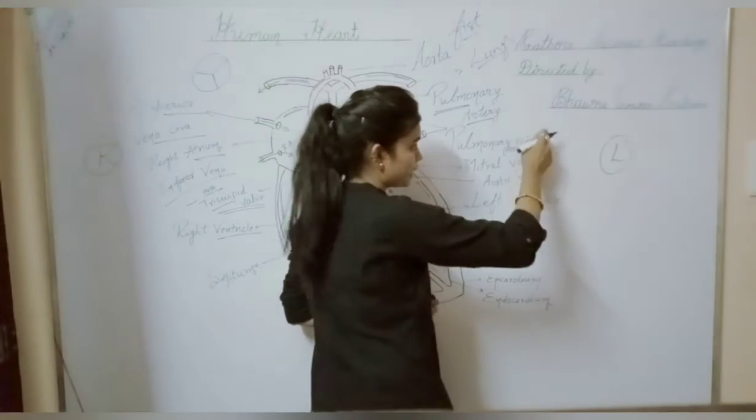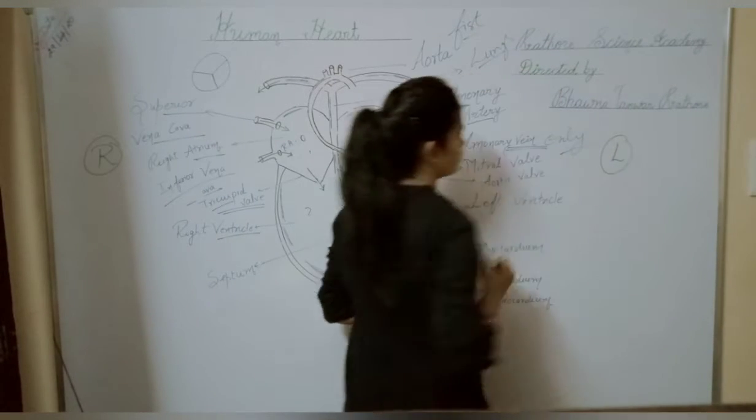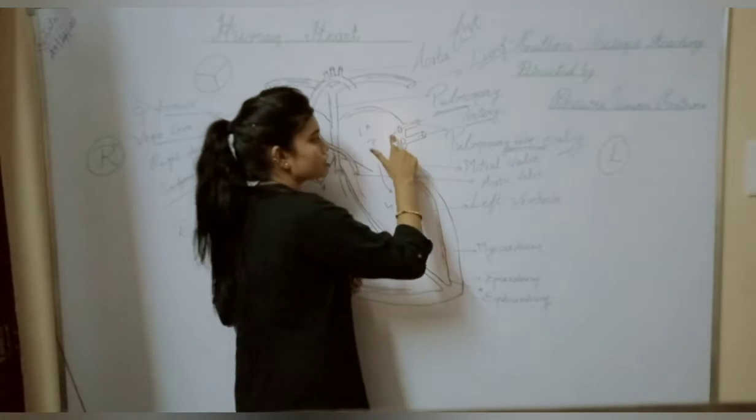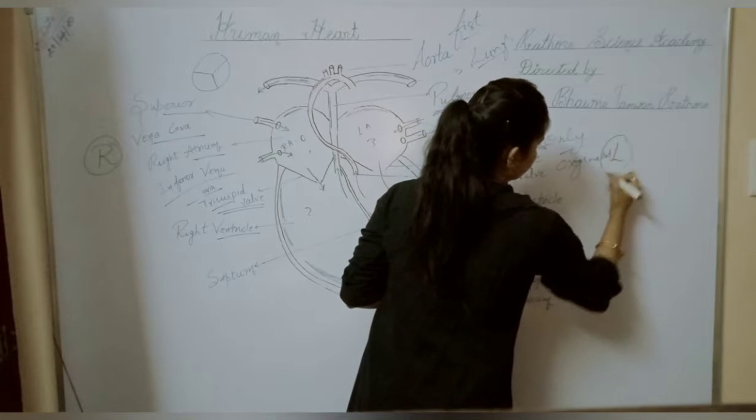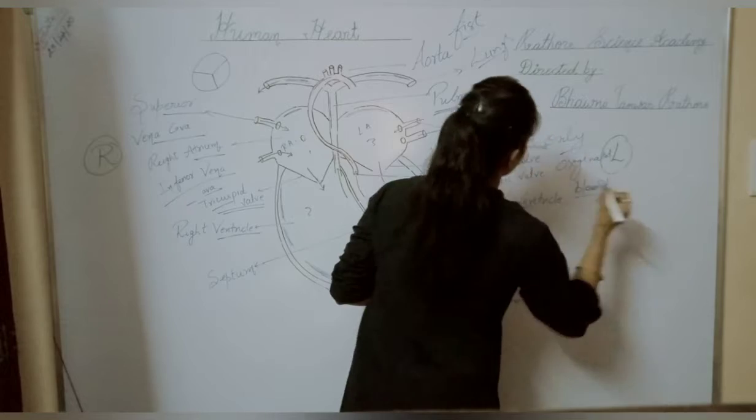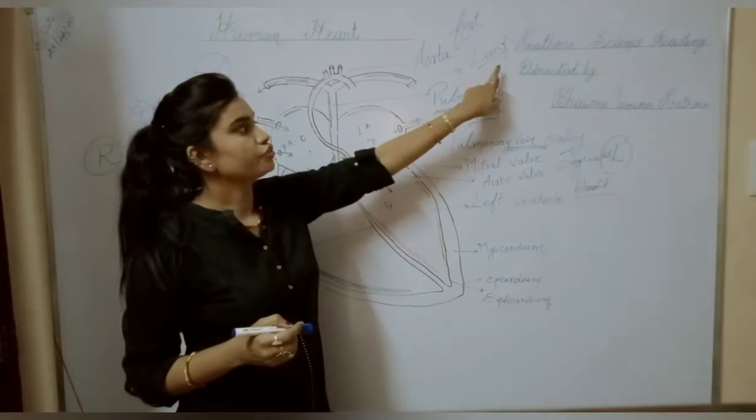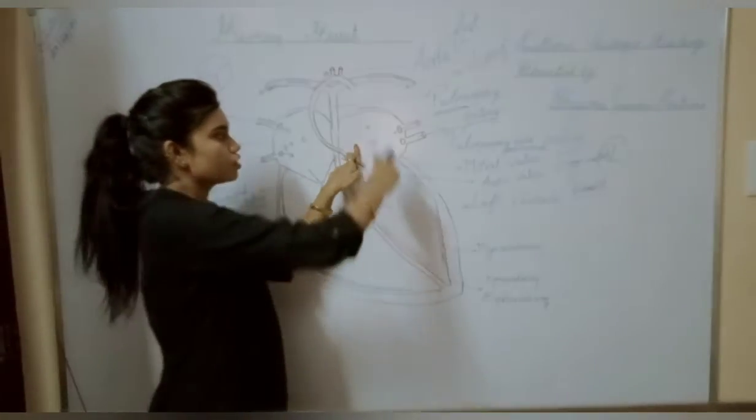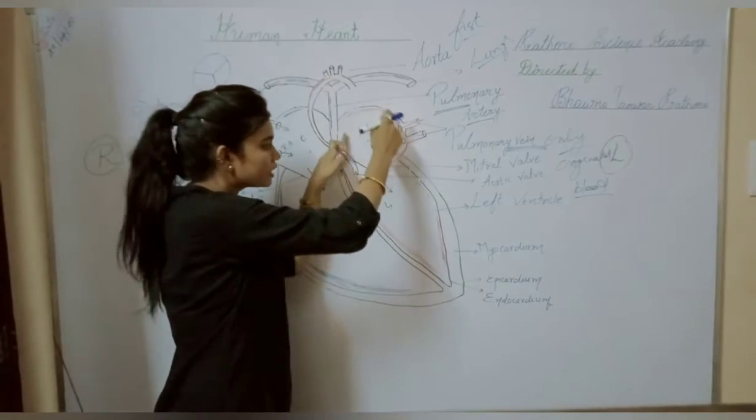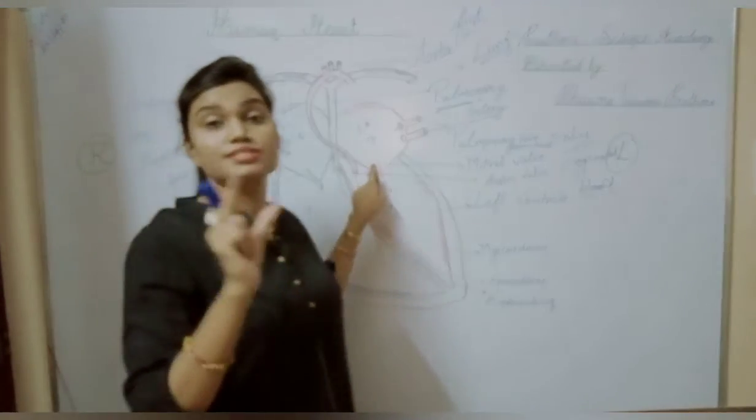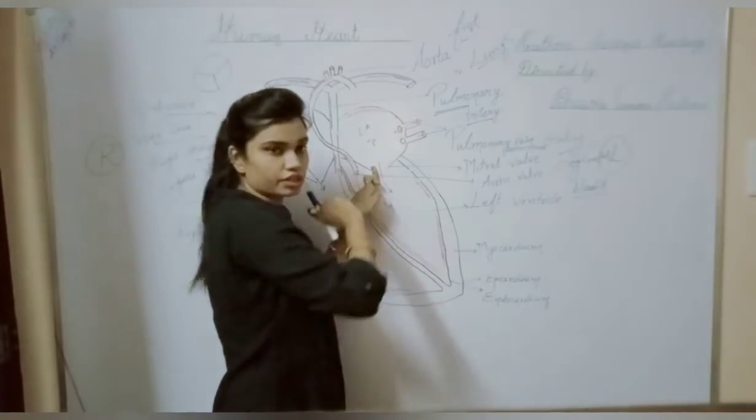Don't confuse artery and vein. The pulmonary vein is the only vein which contains oxygenated blood. Okay, you have to remember this thing. So the pulmonary vein collects the blood from the lungs and gives it to the left atrium. Now this left atrium is totally filled with pure, oxygenated blood, because it comes from the lungs through the pulmonary vein.